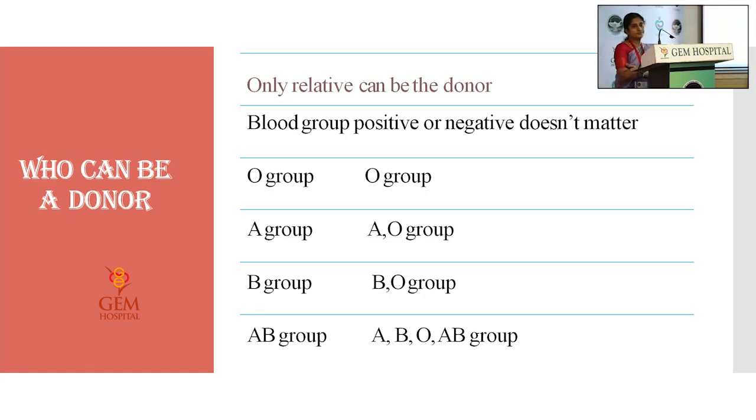Then who can be a donor? In live donor liver transplant, only a relative can be a donor. In the case of deceased donor liver transplant, we cannot say that, but because of some legal issues, we are suggesting that only a relative can be a donor in the case of live donor liver transplant. And regarding the blood group, whether it is positive or negative doesn't matter, but these are the criteria that can be followed. On the left side is the donor, and it is the recipient, and on the right side is the donor.